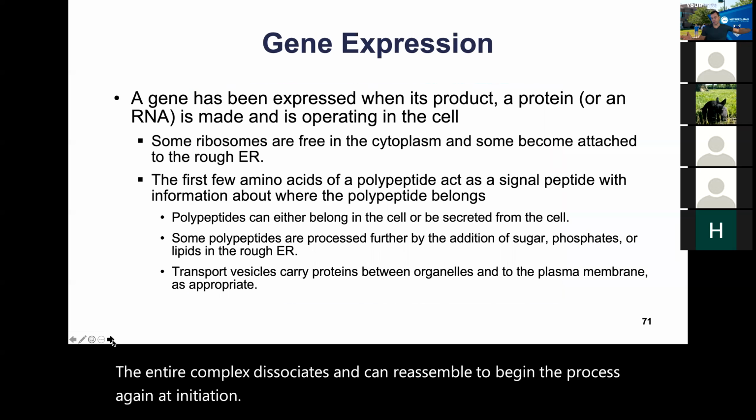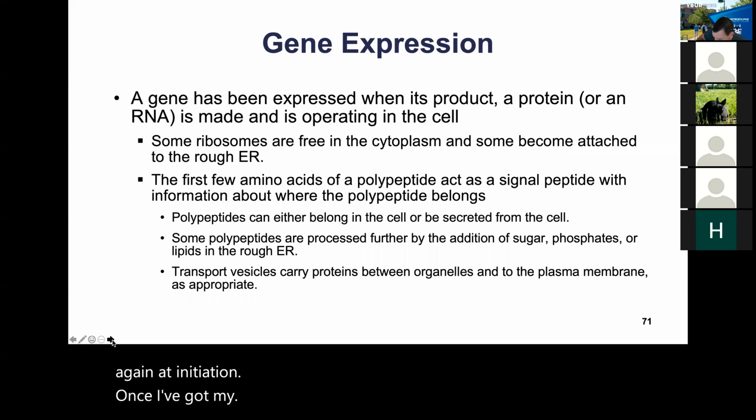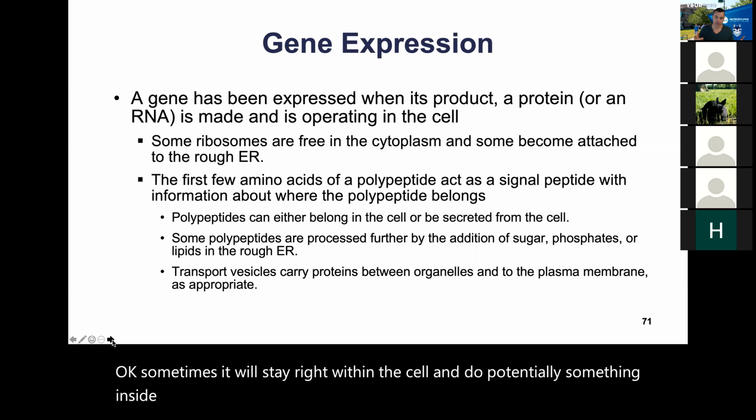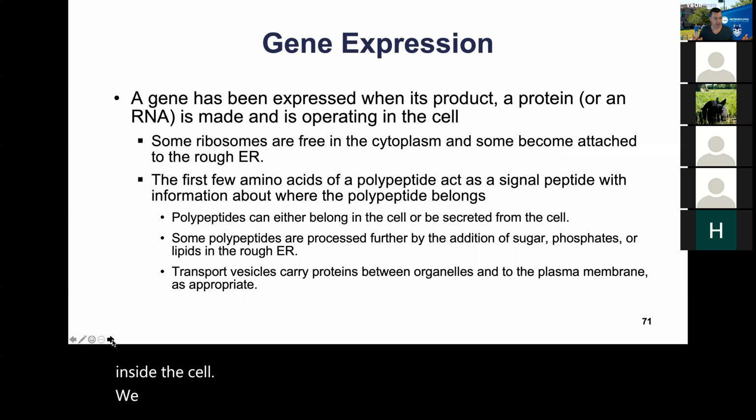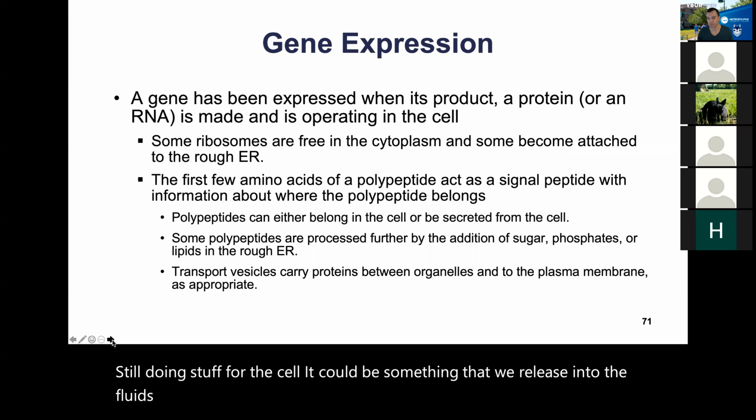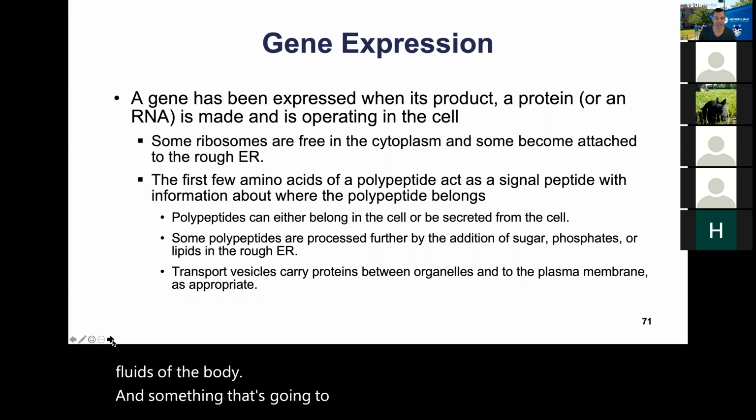Once I've got my amino acid sequence, I've got my protein. Okay. Sometimes it'll stay right within the cell and do something inside the cell. We can exocytose it. We can put it onto the plasma membrane, through exocytosis, still doing stuff for the cell. It could be something that we release into the fluids of the body, something that's going to be used elsewhere, not specifically in that cell.